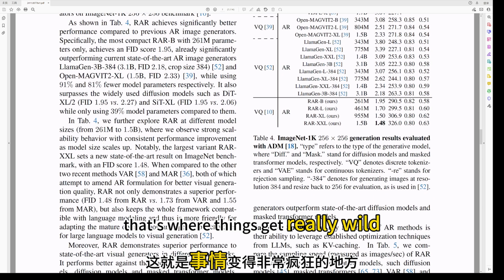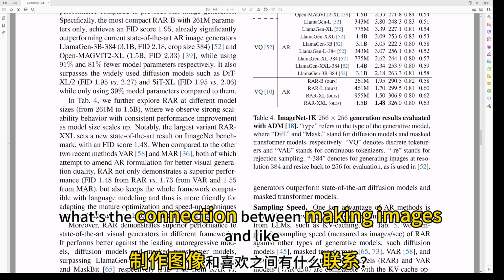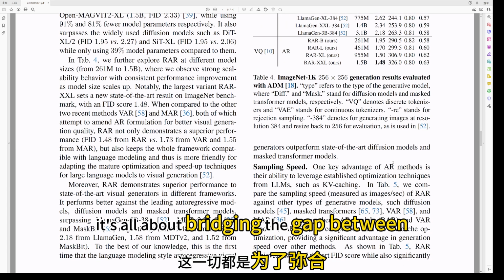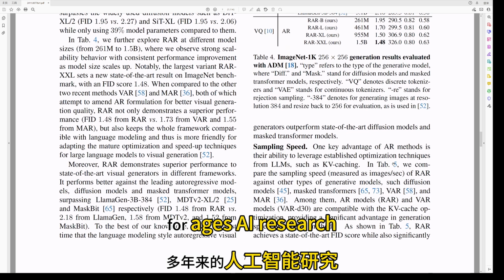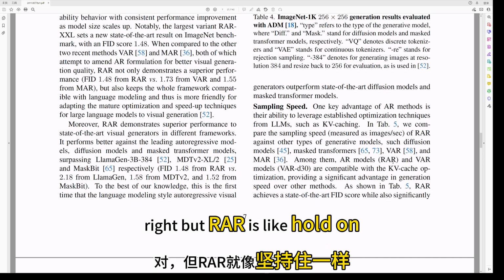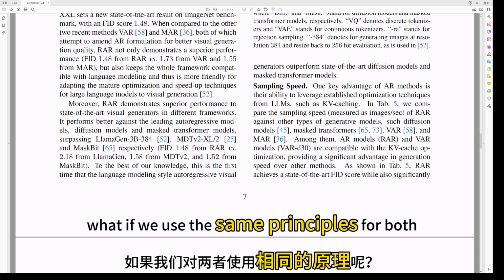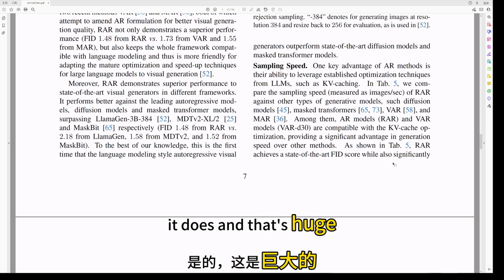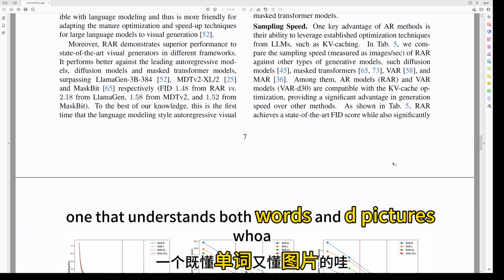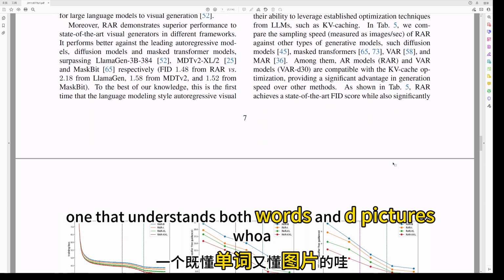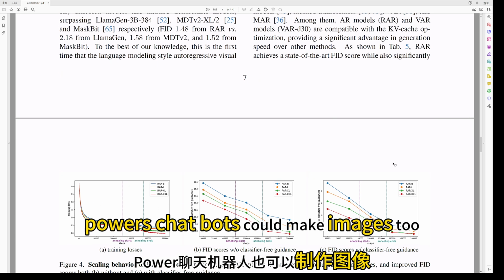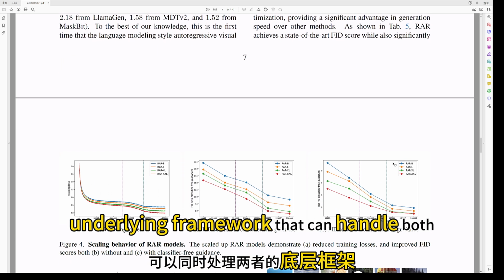Oh, yeah. That's where things get really wild. So spill it. What's the connection between making images and, like, chatbots? It's all about bridging the gap between language and vision. For ages, AI research treated them as totally separate things. Different tools for different jobs. Right, but RAR is like, hold on, what if we use the same principles for both? And it works. It does, and that's huge. It hints that maybe we're moving towards a more unified AI, one that understands both words and pictures. Whoa. So the same tech that powers chatbots could make images too. Exactly. It's like this underlying framework that can handle both.